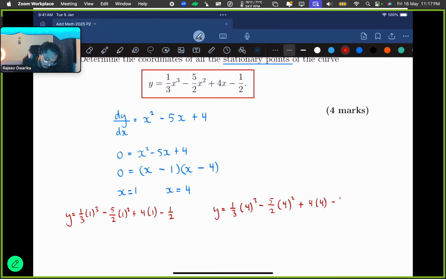Yeah, right. This is the only annoying part, to plug it in now. So for the first one, you're supposed to get y is equal to 4 over 3. Yeah. And for the second one, let me see what we get.